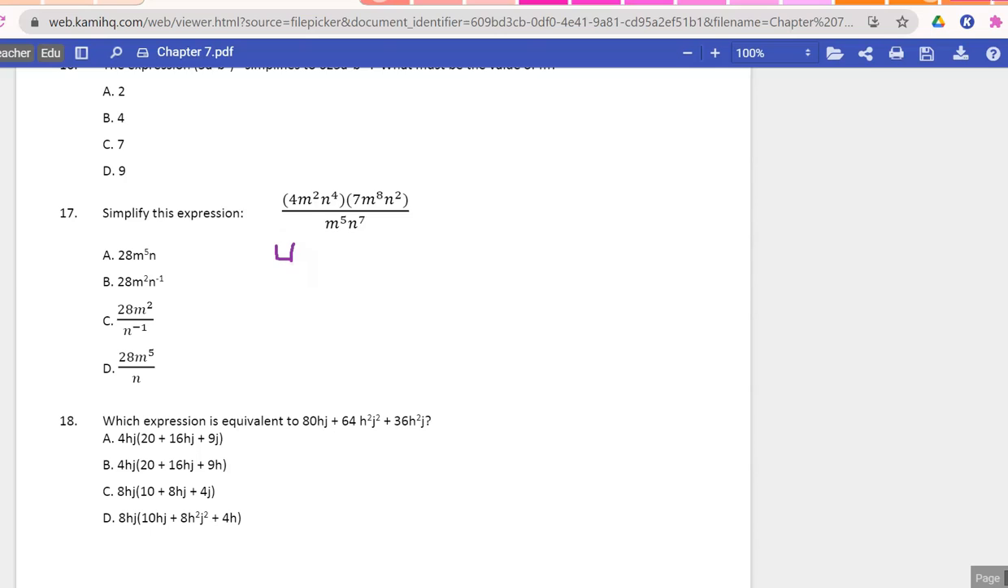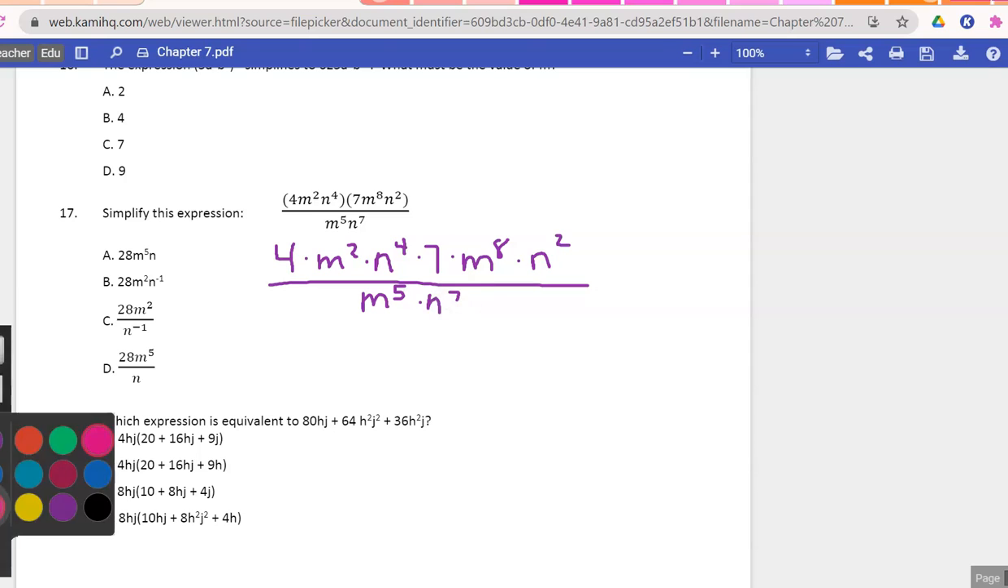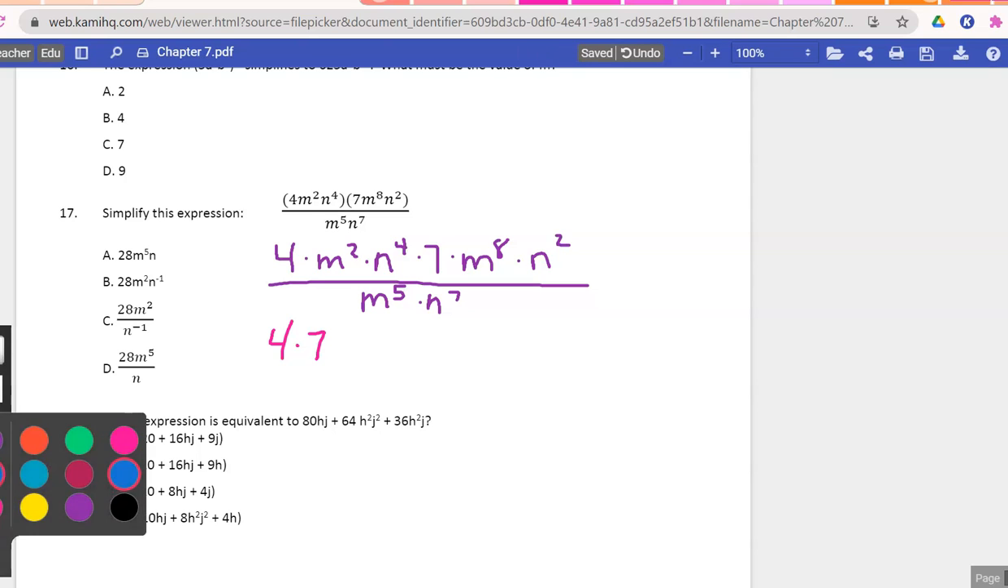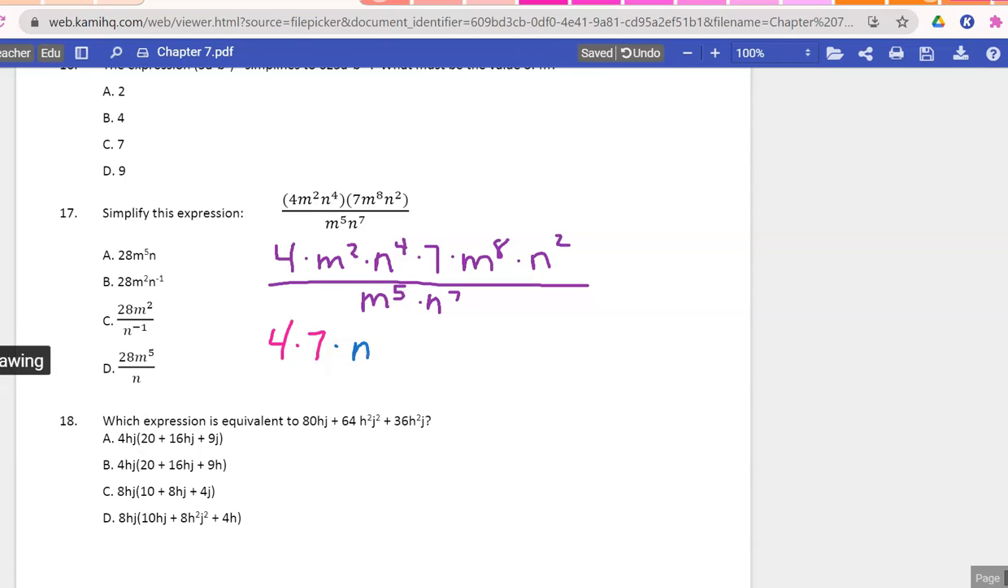So 4 times m squared times n to the 4th times 7 times m to the 8th times n to the 2nd all over m to the 5th times n to the 7th. Remember our next step with exponents. Bring your plain old numbers to the front, 4 times 7. Then put your variables in alphabetical order.